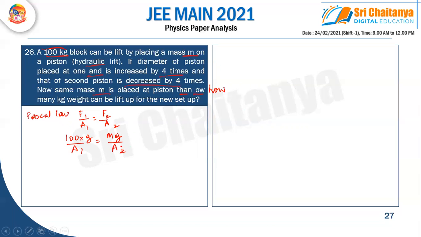Okay, now this is mg by A2, and this is equation 1. Let me mark this. Now, he's asking for a change in the next sentence: the diameter of the piston placed at one end is increased by 4 times. Now the diameter is increased by 4 times, and area is pi d square by 4.